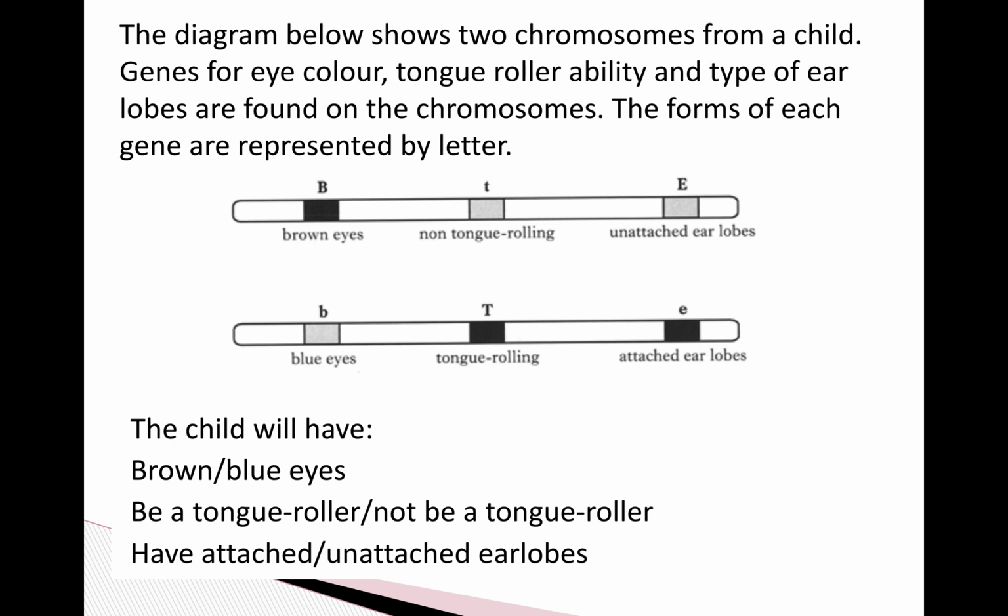So capitals are dominants, so this will be brown-eyed. Tongue rolling is dominant, so they'll be able to tongue roll. And they've got a dominant unattached earlobe, so they'll be unattached. So this person will be brown-eyed, a tongue roller, and they have unattached earlobes because those are the dominant genes they've inherited, and they are the ones that will show in their phenotype.